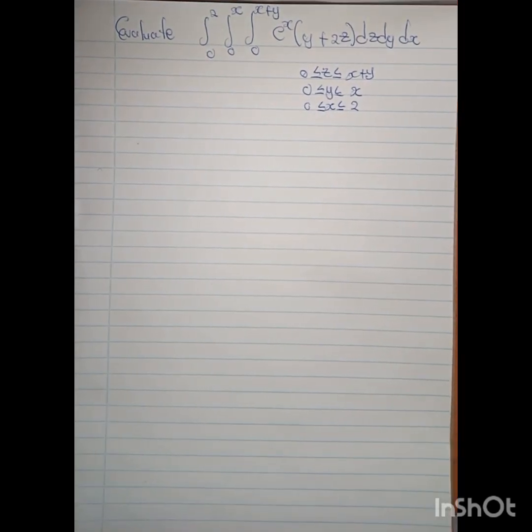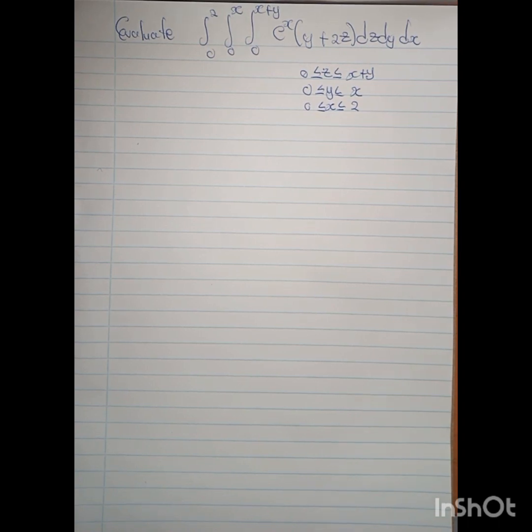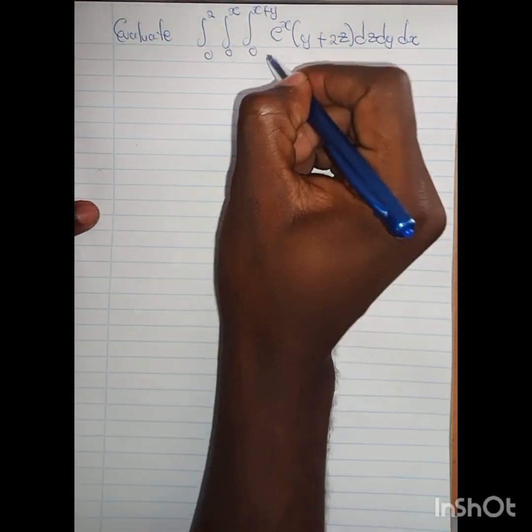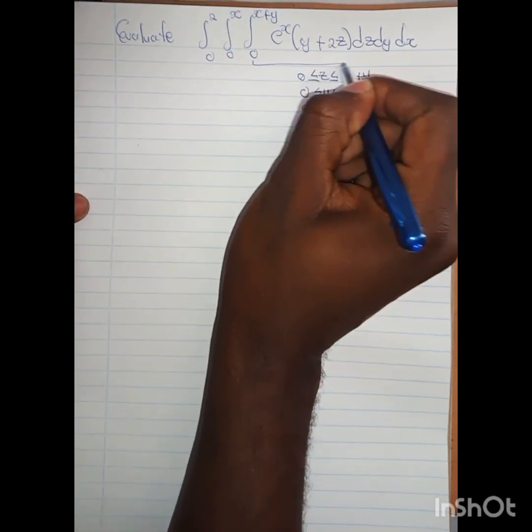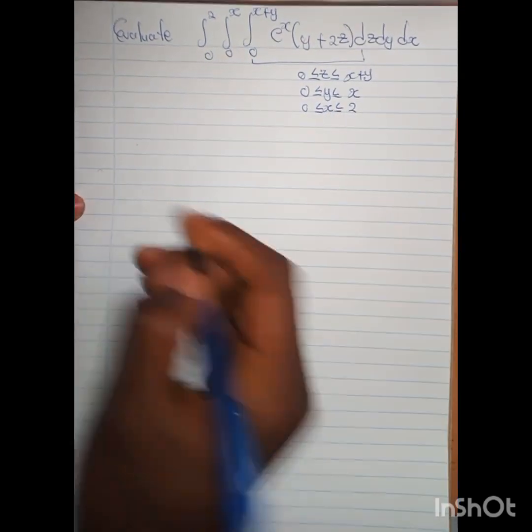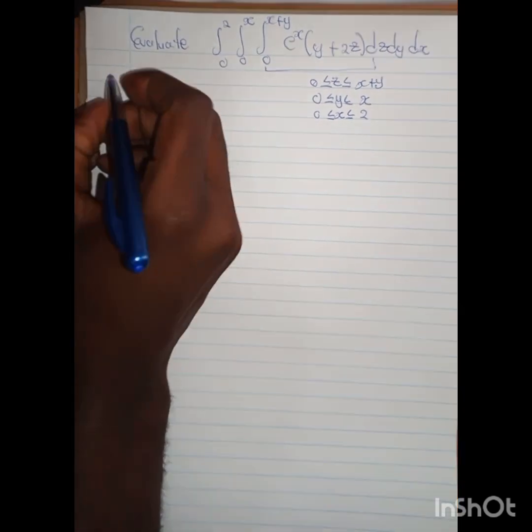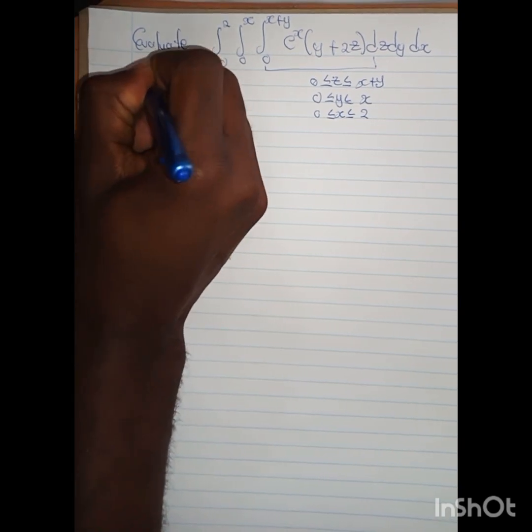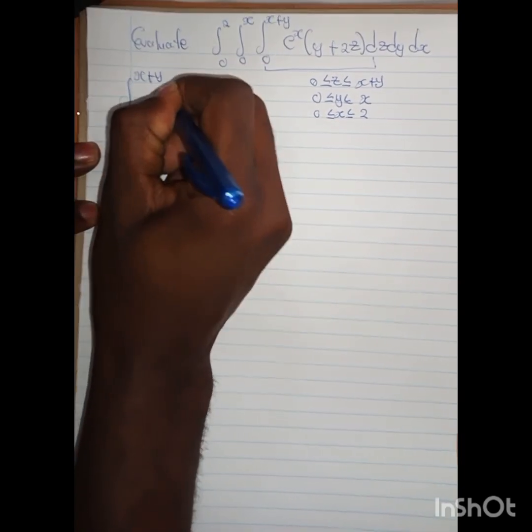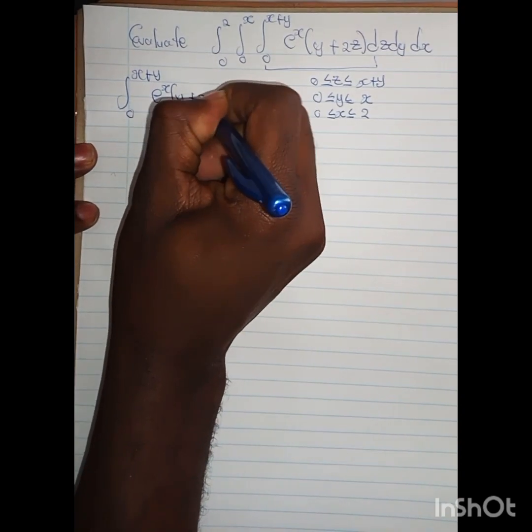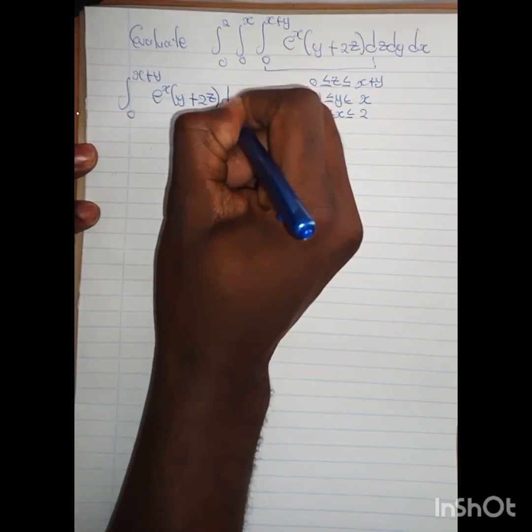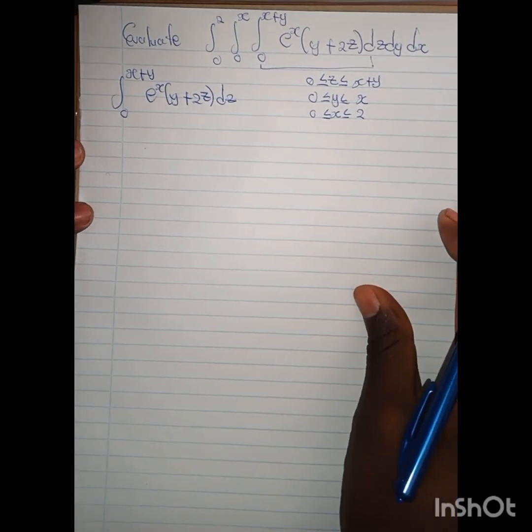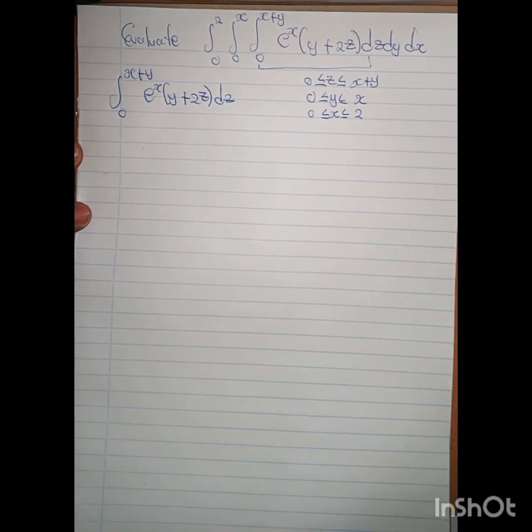Remember the rule, we have said that it is advisable for us to solve the problem step by step. Let us first start by integrating from the inside to the outside. So we are going to focus on this part first, up to dz. Let us write it down here. We have the integral from 0 to x plus y of e to the x, y plus 2z, dz. So we want to integrate this part with respect to z.